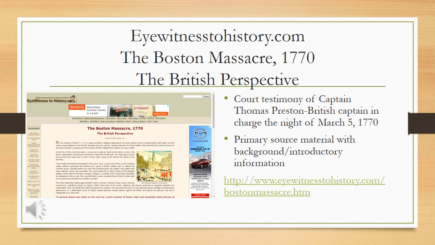This would be a really interesting resource for students to use in comparison with the discussion of Paul Revere's Boston Massacre engraving, or one of the many other widely available resources on the colonial perspective of the Boston Massacre. Comparing and contrasting those two resources, the court testimony of Captain Thomas Preston and one of the colonial resources, would be an interesting way for students to gain a thorough and complete understanding of the Boston Massacre, as well as help them formulate their own opinions as to what really happened the night of March 5th, 1770.